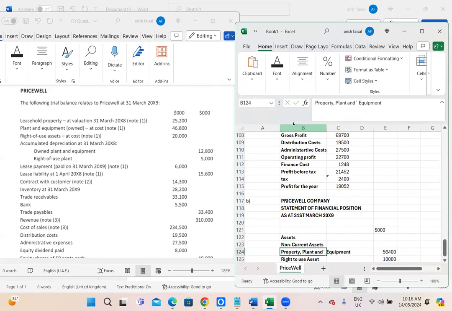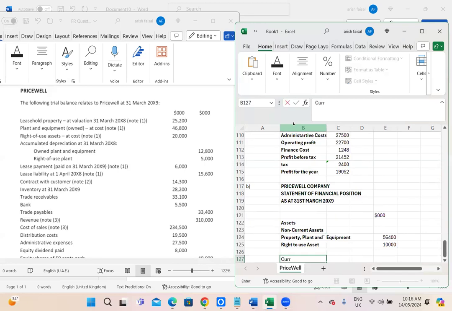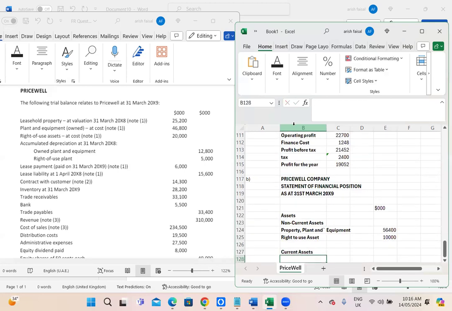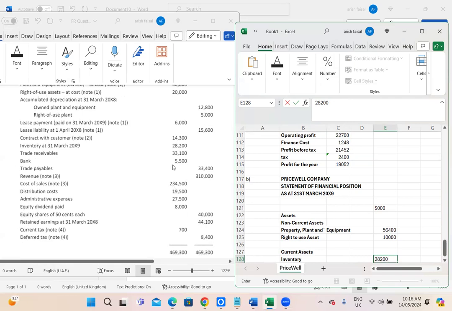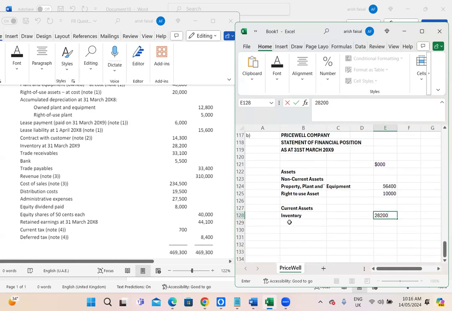Then I have to talk about my current assets. In current assets, the first one which you have to record is your inventory. Now here, if you see, your inventory at the year end is 28,1200. Bank is still in positive over here, right? Bank 5,500, but we have a contract asset, so we have to write that. And we have your receivables also.